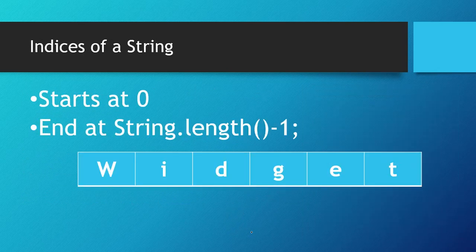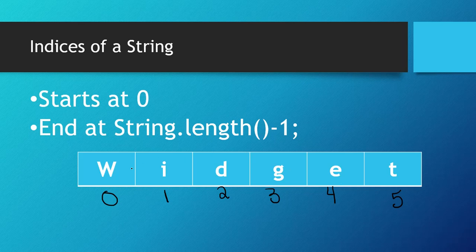And here's where a lot of students struggle. There are such things called indices of a string, which means basically the spots in the string. We're going to start counting at 0, and it's going to end at string.length minus 1. So W would be in the 0 spot, the 0th spot. We start counting at 0 in programming. 1 would be for I, then 2, 3, 4, and 5.